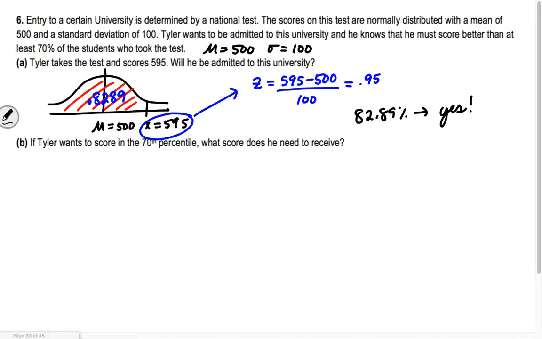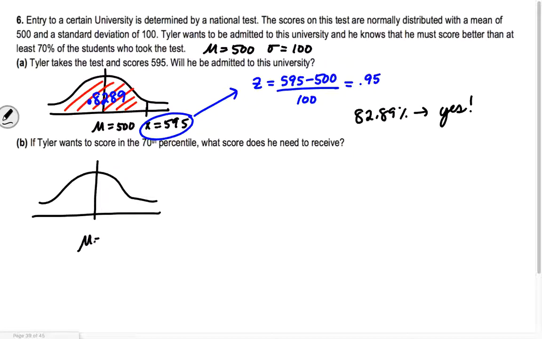All right, so let's say you want to do the bare minimum, and he's like, I only want to go to this school, I only want to score in the 70th percentile. I'm only going to try to get the 70th percentile. I'm not going to study. Probably not the best way to approach things like that with college admissions.